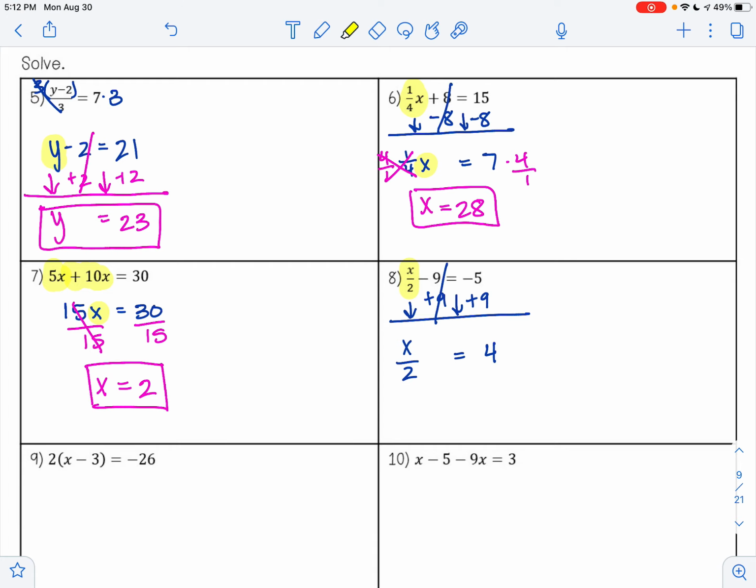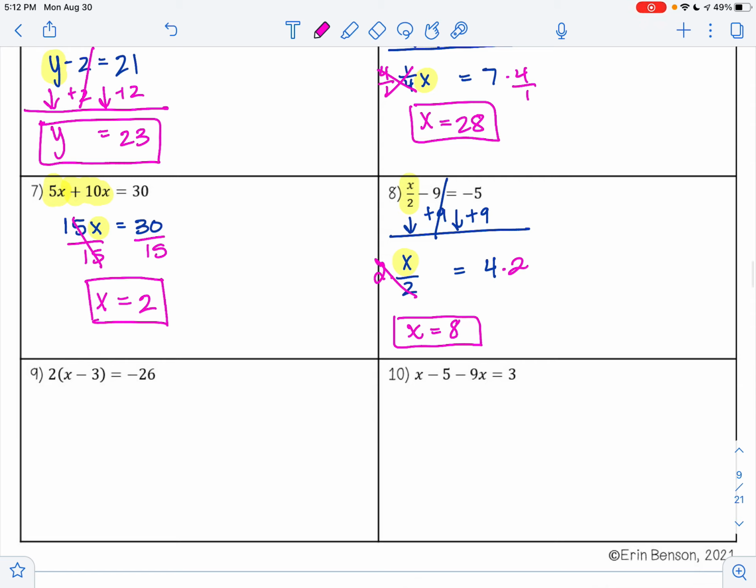I want to get x by itself. X is being divided by 2. To undo division, I'm going to use multiplication. Here, 2 divided by 2 is 1, so that leaves me with 1x. 4 times 2 is 8. So my answer is x equals 8.